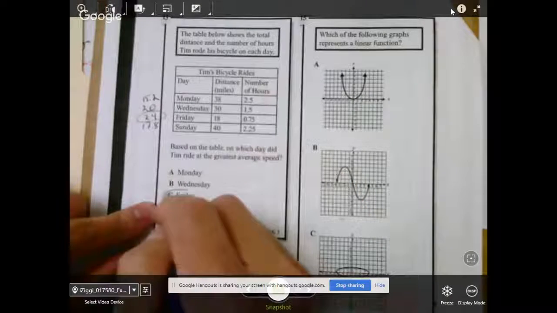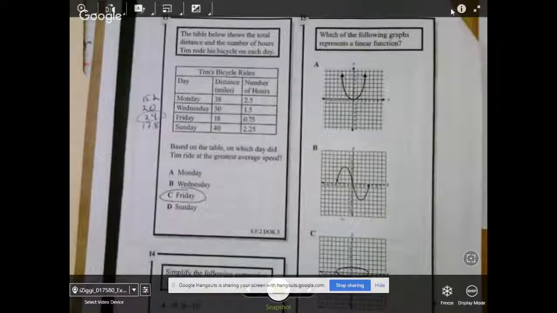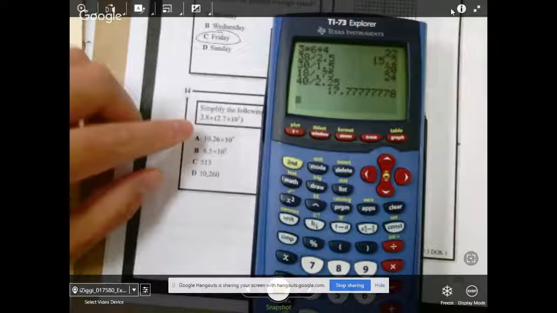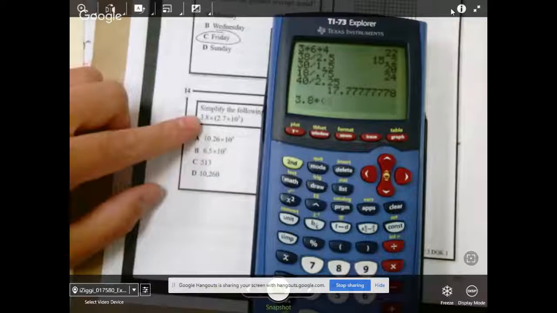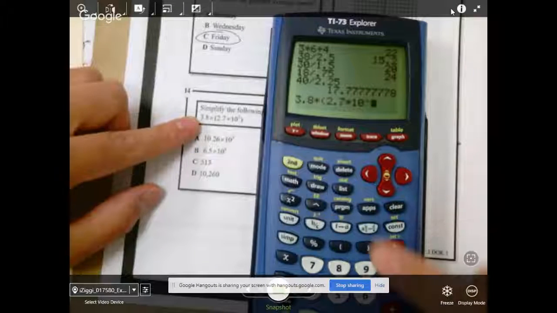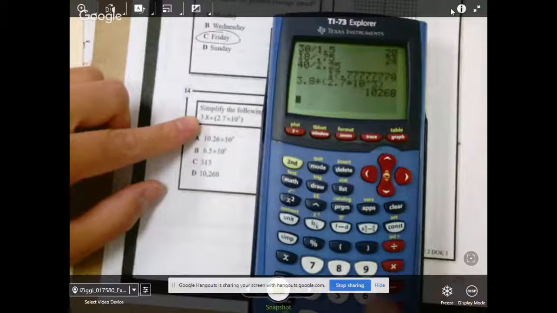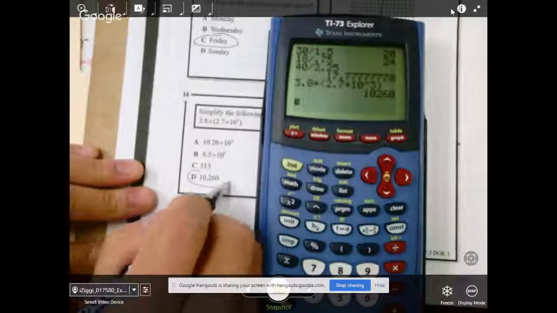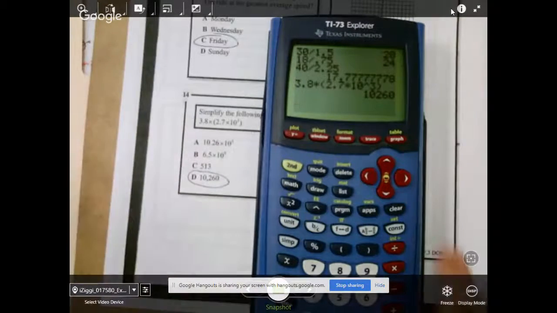Number 14. This one, you can just multiply in your calculator. Just type it in exactly as you see it: 3.8 times 2.7 times 10. Remember, the exponent button is the rooftop. Put it in parentheses, and you get 10,260. There is 10,260.